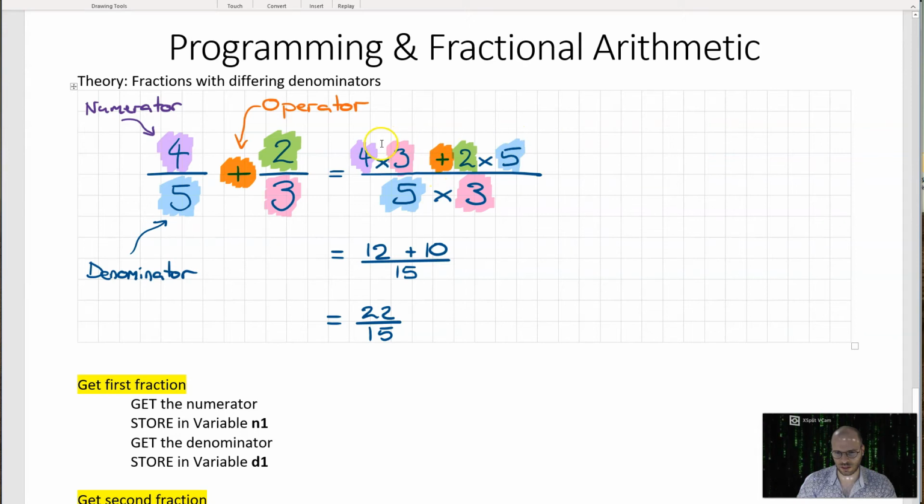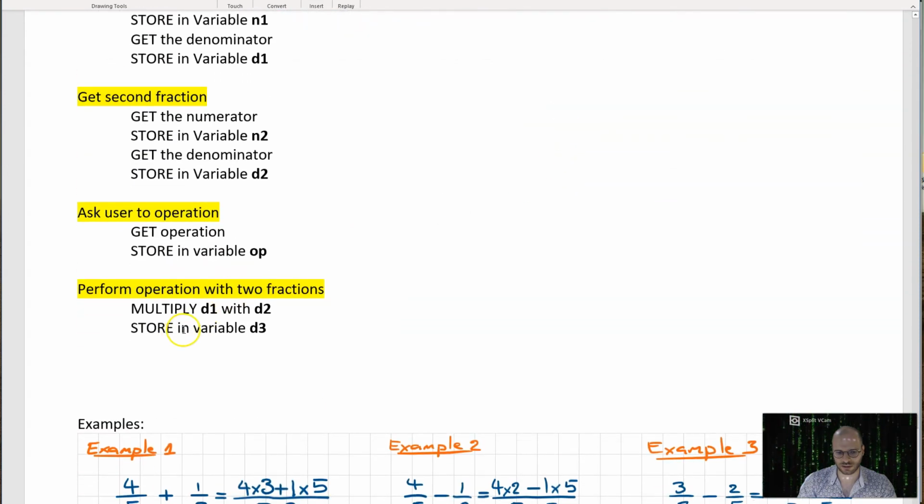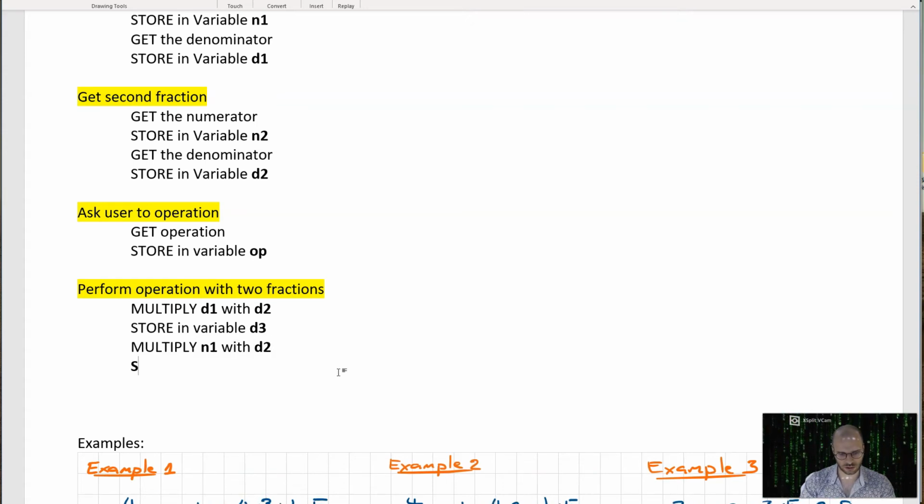Now next step is, we've got the numerator, so quite a lot's going on here. We've got this 4 times 3, so the first numerator multiplied with the second denominator, plus the second numerator, 2 here, multiplied with the 5, so the first denominator. So we have to be able to explain that as well. How will we do it? We'll go multiply n1 with d2, which should be lowercase, and we're going to store, and we'll call this one in variable n1d2. So this is the name of our new variable, n1d2.